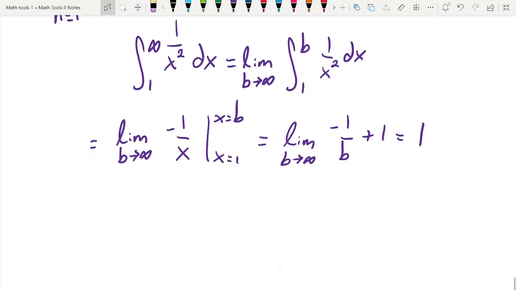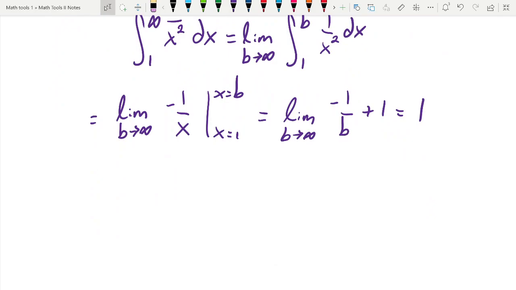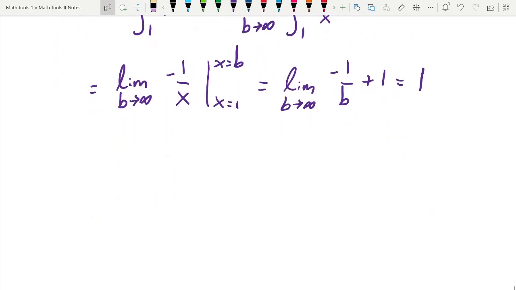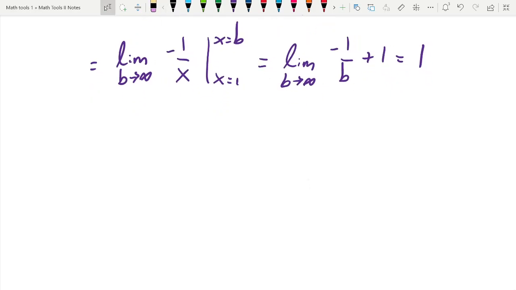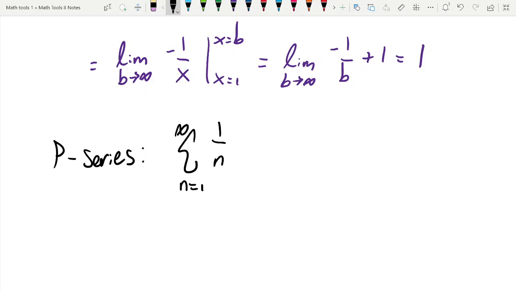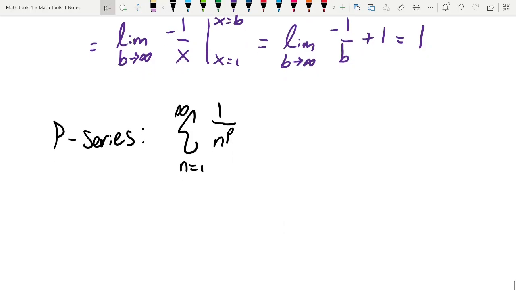So you can use this integral test for any function where you could find a function that meets those conditions. But it is most often used for what we call these p-series. So a p-series is a sum of the form n equals 1 to infinity of 1 over n to the p. Okay. So we have some power of p here.